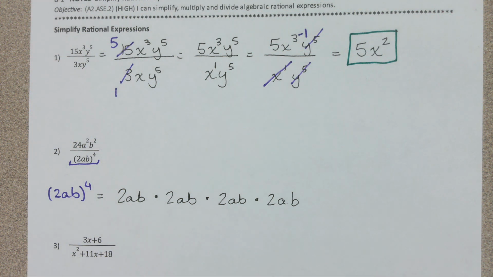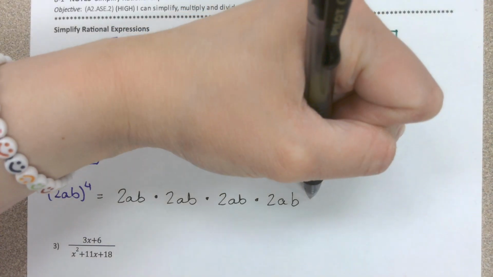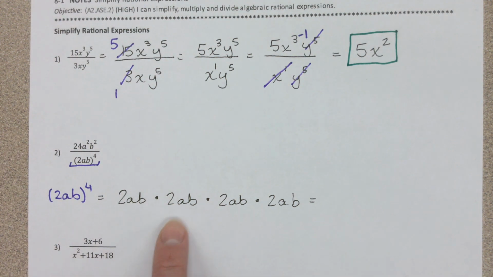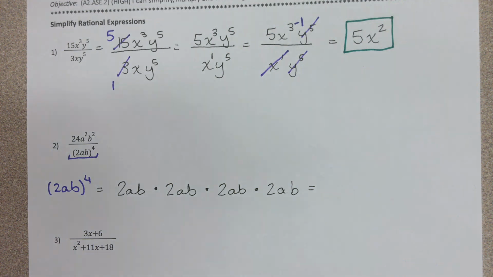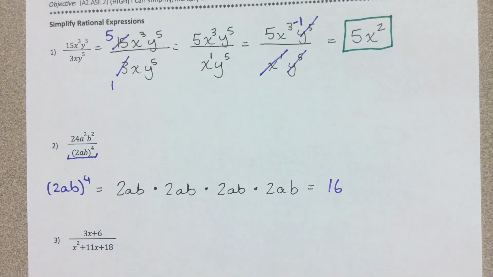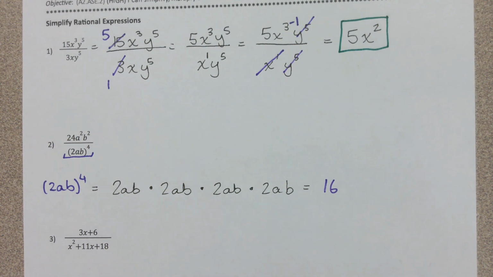It's a little tedious, I know, but the math here is not going to be hard. So let's do the numbers first. We have 2 times 2 times 2 times 2. So let's break that down. 2 times 2 is 4, times 2 is 8, times 2 is 16. You can also use your calculator for that. So we have 16 so far. And I just do this one thing at a time.